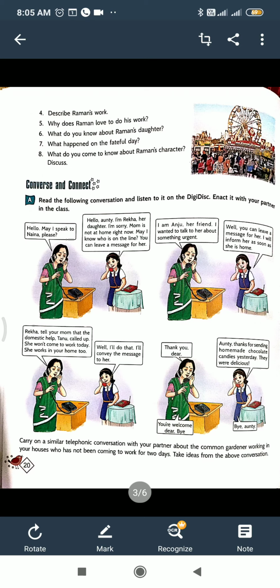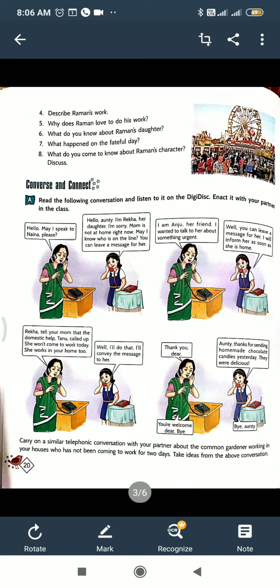But what is the topic of the conversation? With your partner, talk about the common gardener working in your house. It means in your house there is a gardener, and that gardener has not come for 2 days. Now you have taken the mobile number of the gardener and called, and what is the reply, etc. You can just carry it out.